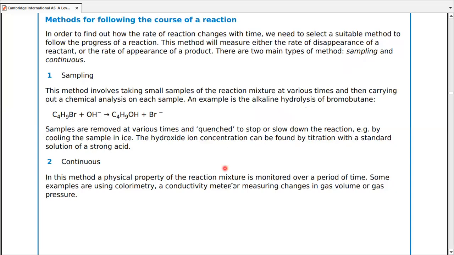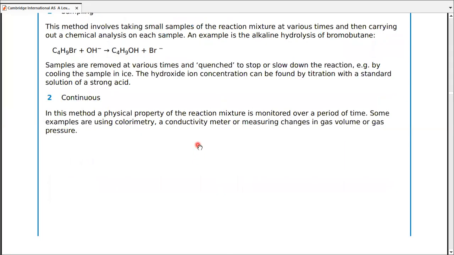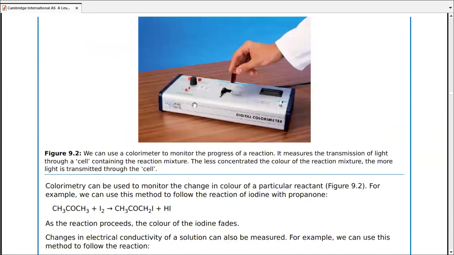Moving on, continuous methods. In this method, a physical property of a reaction mixture is monitored over a period of time, and monitoring is, of course, continuous. Some examples are colorimetry, conductivity measurement, or measuring changes in gas volume or gas pressure. Now, we are going to discuss all of these in much more detail.